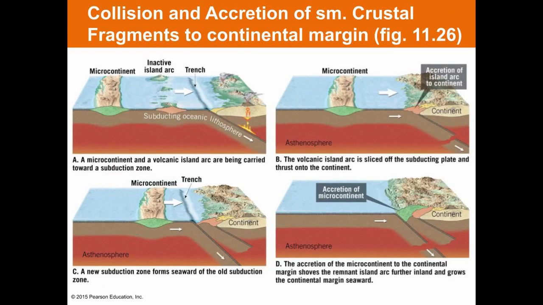Notice here from A to B to C to D, we have this microcontinent and this inland inactive island arc coming in towards the continent. At some point, the subduction stops because that microcontinent's not going to go underneath. It's buoyant. It's instead going to collide in with the standing continent, and this collision itself produces a mountain range.